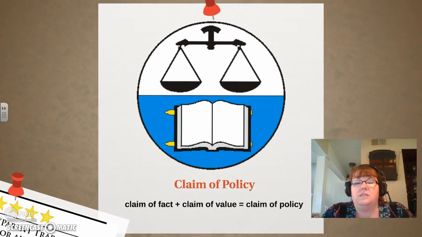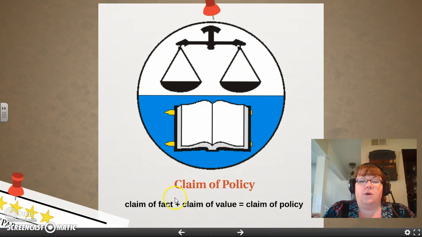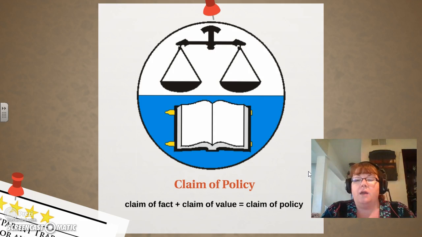Now, the final one is this idea of a claim of policy. In order for you to have a claim of policy, you have to have a claim of fact and you have to have a claim of value. If you are missing one of these two, then you don't have a claim of policy. So you have to have the facts and the information, then you have to have it be of value to your audience before you can recommend a policy shift or a policy change.